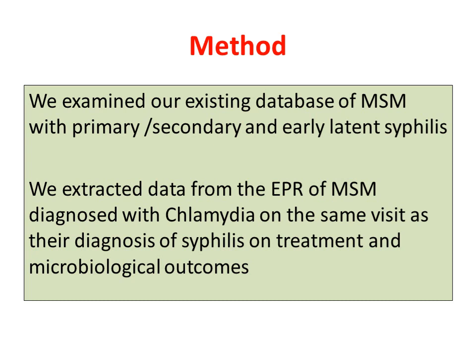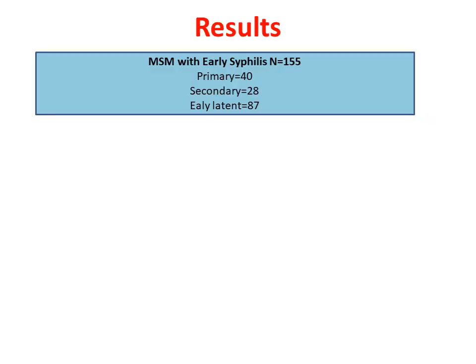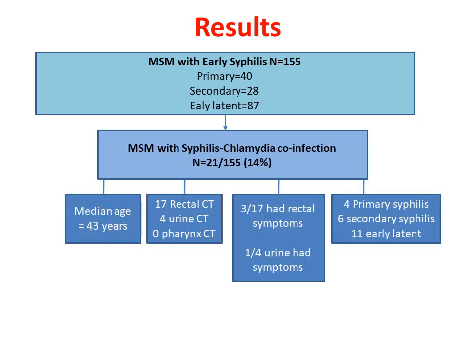We used our existing database of syphilis cases in MSM in 2019 and identified MSM who were diagnosed with syphilis and chlamydia on the same episode. We then reviewed the clinical notes of the patients with co-infection and collected data on their management and treatment and microbiological outcomes. The results are shown here. There were 155 MSM diagnosed with early syphilis in 2019. There were 21, or 14%, diagnosed with chlamydia on the same episode.